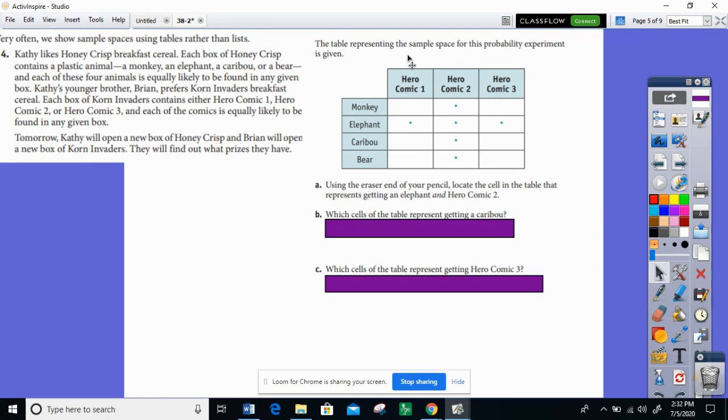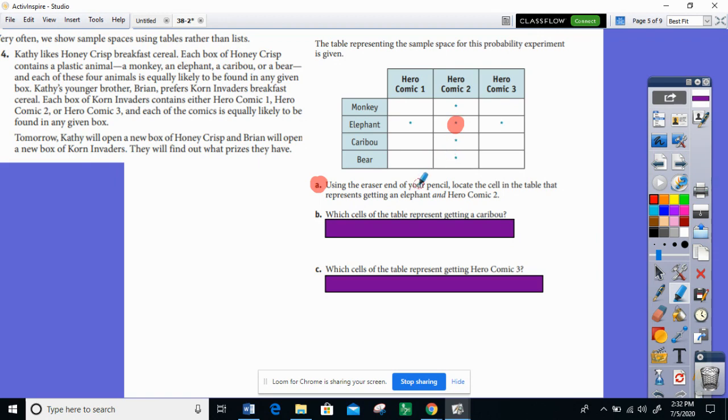So here is a table that represents the sample space for this probability experiment. These are the possibilities for what we could get out of the Honeycrisp box, and these represent the possibilities for what we could get out of the Corn Invaders box. So using the eraser end of the pencil, we're going to locate the cell that represents getting an elephant and Hero Comic 2. That would be right here.